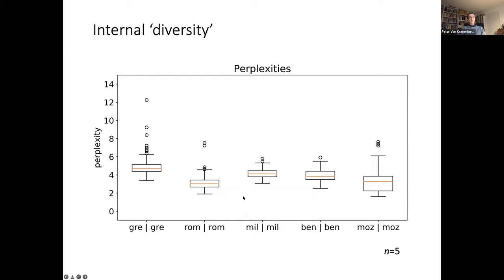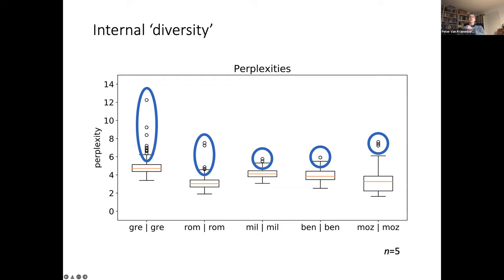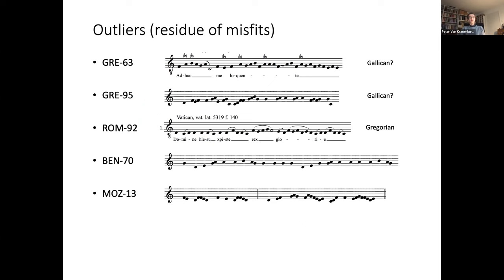But what is interesting, thinking of what McCarty taught us, is these misfits. So there are a number of chants that do not fit very well in their own tradition. And these, of course, are the interesting cases. With a method like this, we are able to quickly find those, to identify which cases are somehow different or outliers.